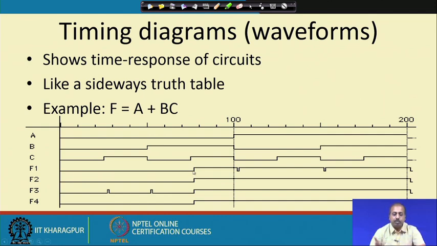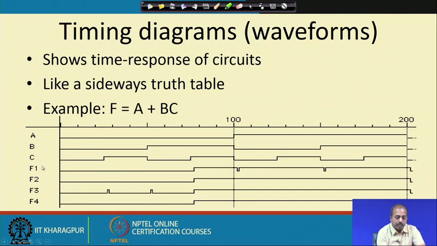A timing diagram refers to the time response of the circuit. If you take the circuit over a period of time, and the input signals, like in this case the function f equal to a plus b c, suppose A, B, C are changing their values in some form. In this diagram we have drawn the time instants, and signals A, B, C are changing their values at different times. Then what happens to the output?